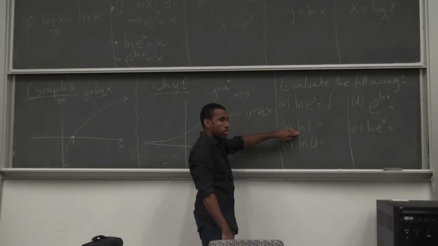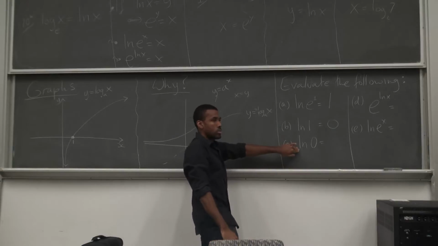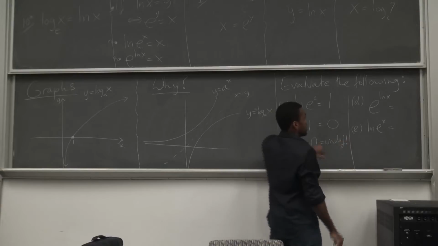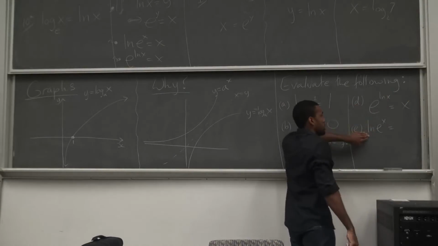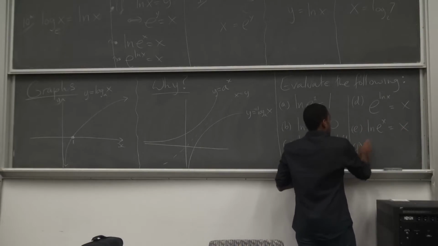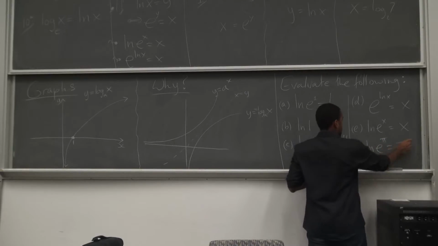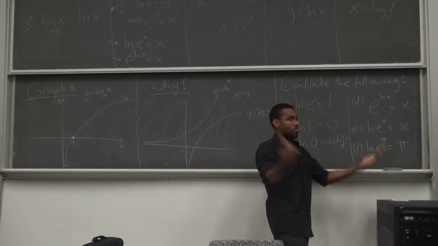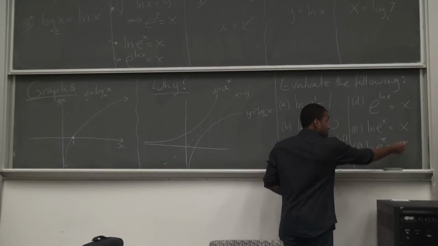What is log of 1? 0. For whatever the base is, log of 1 is 0. What is log of 0? Undefined. What is e to the ln of x? x, because e and ln cancel. What is ln of e to the x? Okay, what is ln of e to the pi? What is ln of e to the 17.1? Exactly. Doesn't matter what shows up in this position, ln of e to that thing is just the thing.